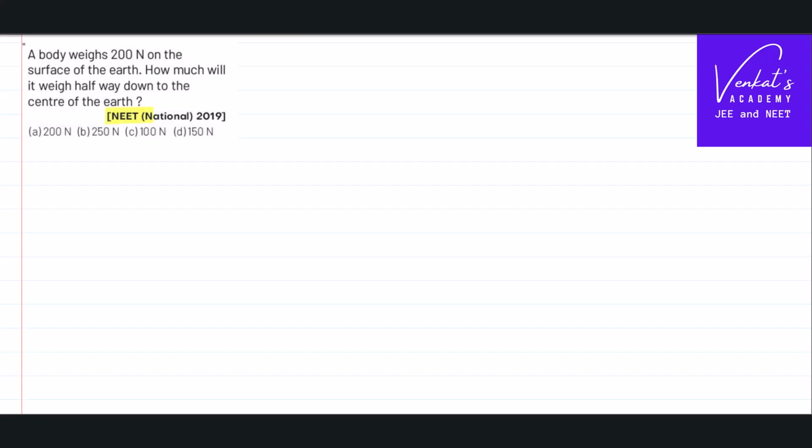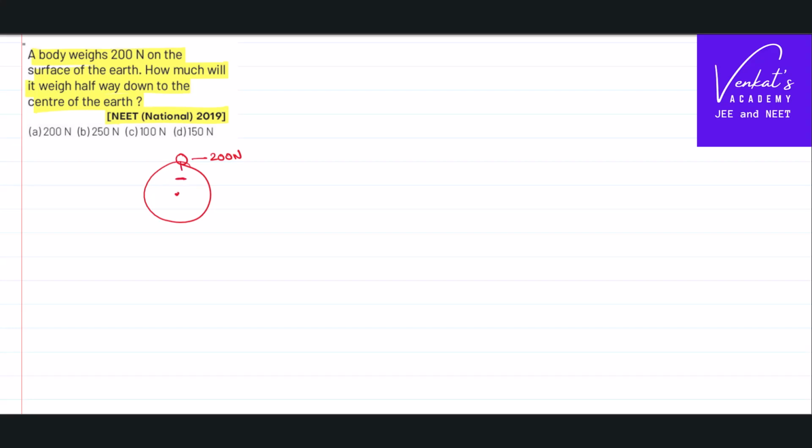Well, this is the NEET 2019 question in gravitation. A body weighs 200 Newton on the surface of the earth. How much does it weigh halfway down at the center of the earth, right? So he's saying there is a body. When it is on the surface, it weighs 200 Newton.